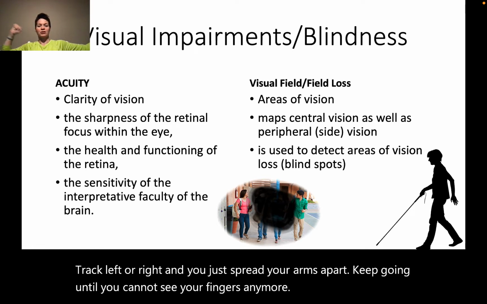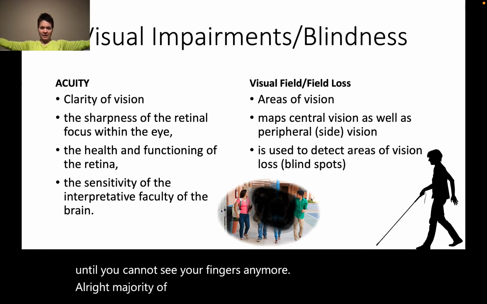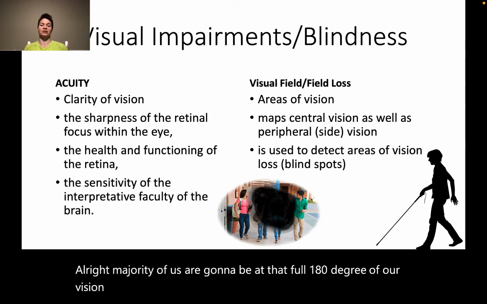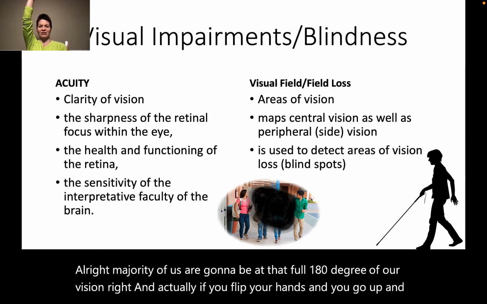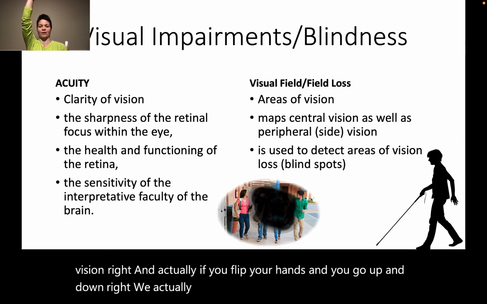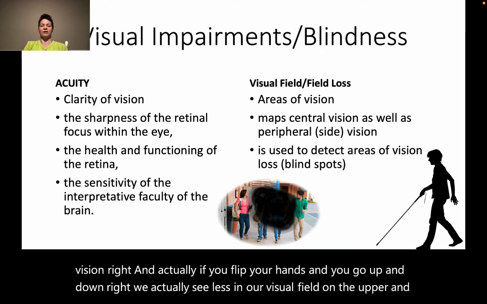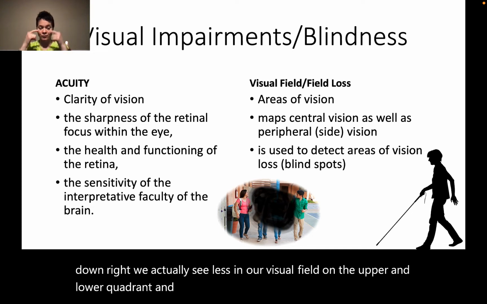All right? Majority of us are going to be at that full 180 degrees of our vision, right? And actually, if you flip your hands and you go up and down, right, we actually see less in our visual field on the upper and lower quadrants, and that's relative to how our eyes are actually shaped.